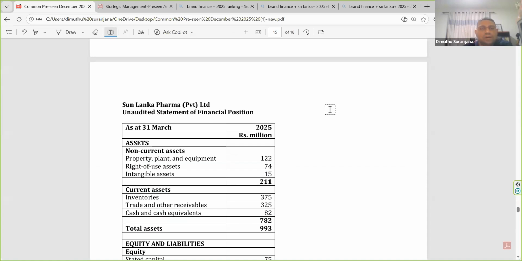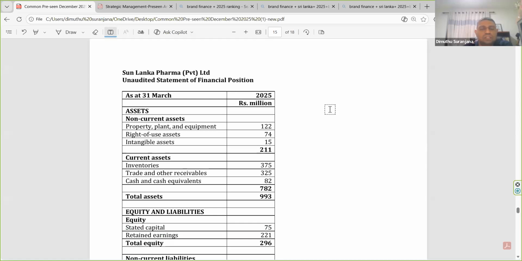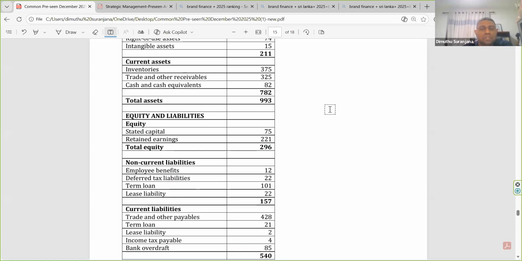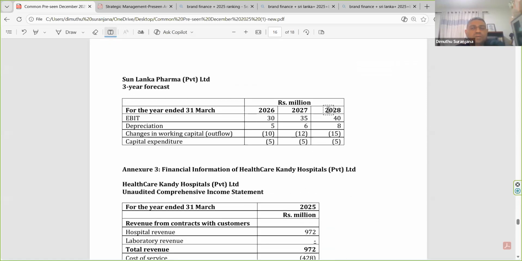Sri Lanka Pharma Private Limited. Balance sheets, current assets 782, current liabilities 540. Current ratio is still positive, right? In Sri Lanka Pharma Private Limited, forecast has been given. As for the data, what do you think, is it profitable? Profit is increasing.